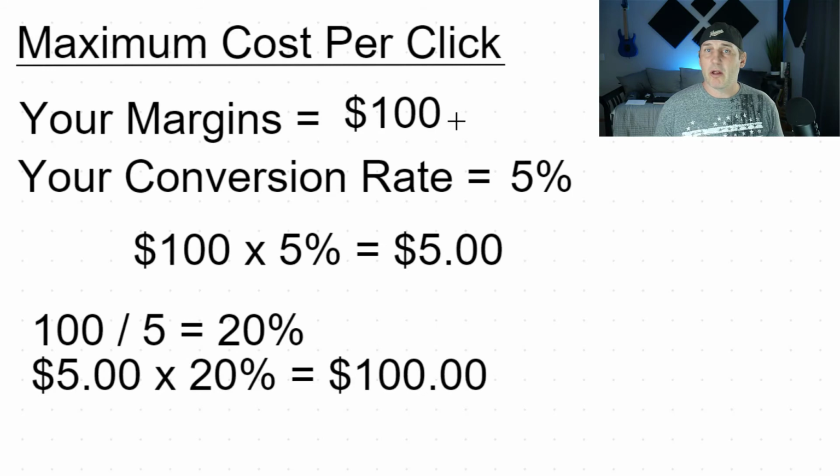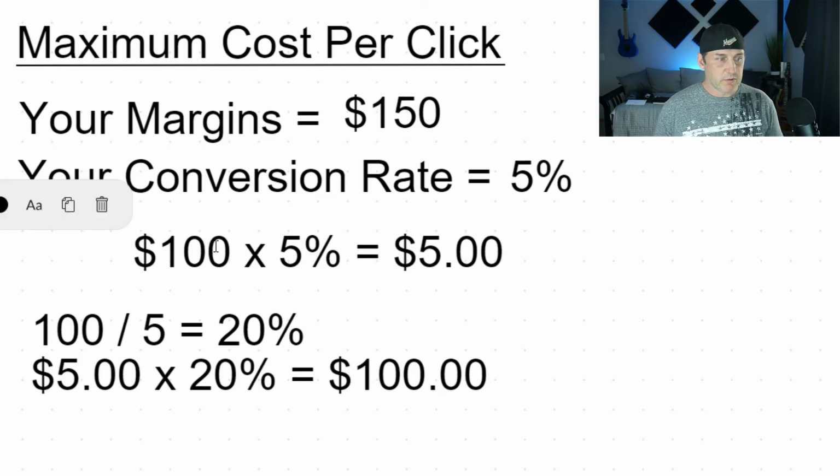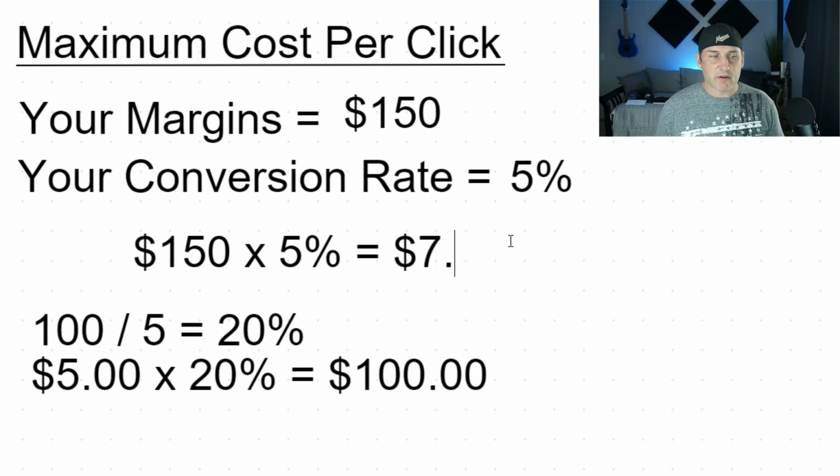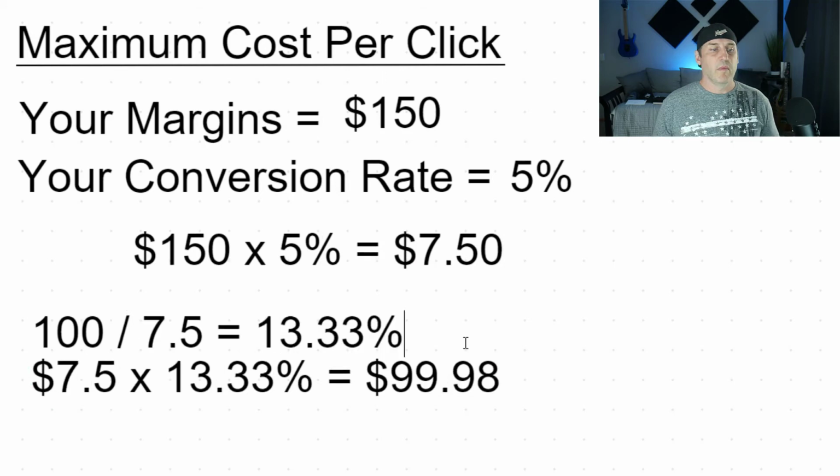But let's say that all of a sudden something happens and you're able to increase your margins to $150. We change a few numbers here. $150 times 5% is actually $7.50. And you see how the numbers work out there. Now, do we always want to pay $7.50 per click? Absolutely not. We'd obviously like to pay a lot lower, but this is just a guideline that can help you figure out what you could possibly afford in your pay per click campaign.